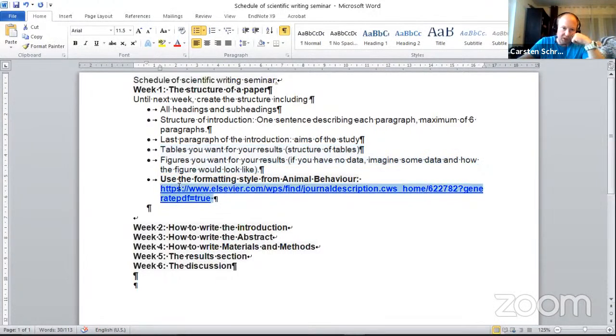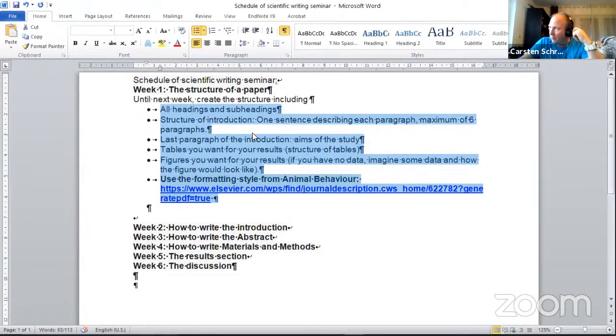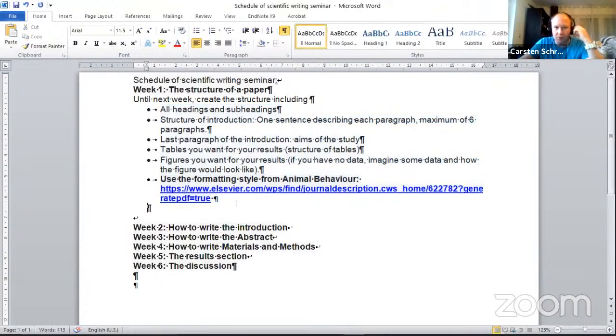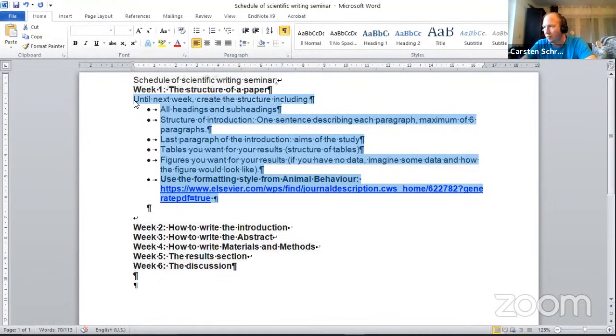And then last but not least, to repeat this, you should use the formatting style from Animal Behaviour. And so that I have the possibility to have a look at this and to correct this until next week Friday, I would like to ask you to send this to me the latest Wednesday night. Doesn't matter what time zone you're in, because it simply means that on Thursday, Friday, I will have time to look at this and to go through this.